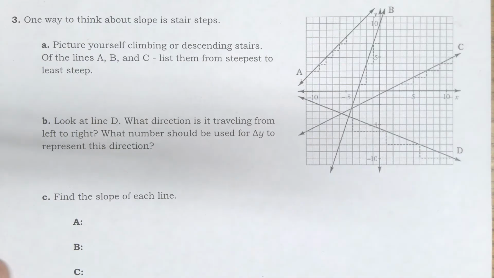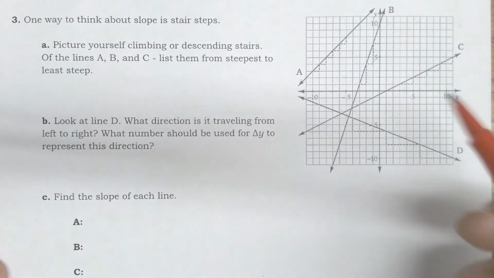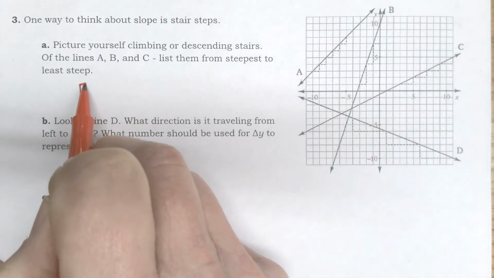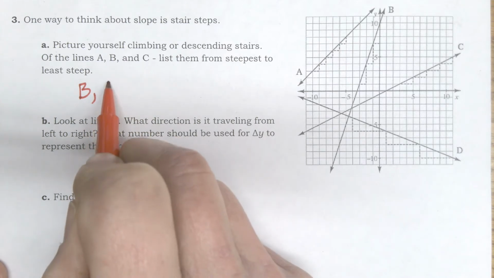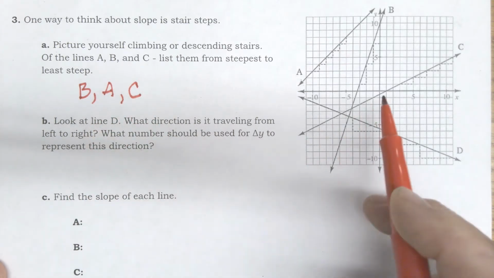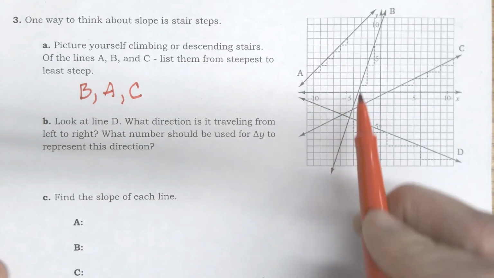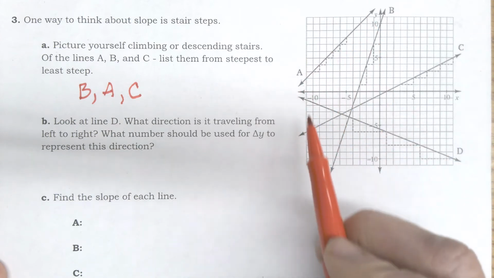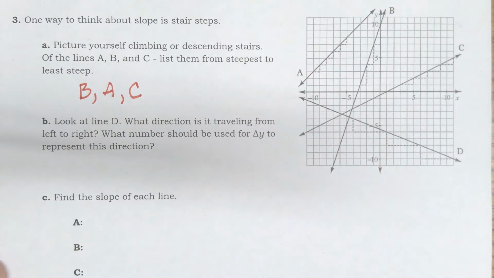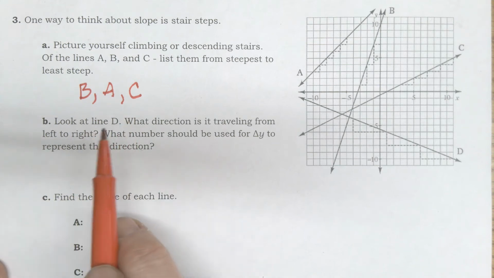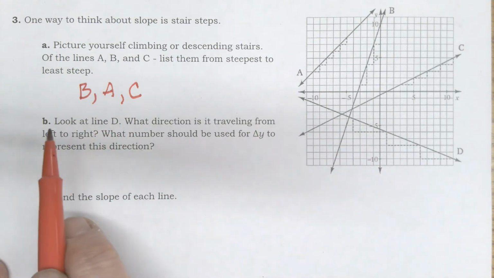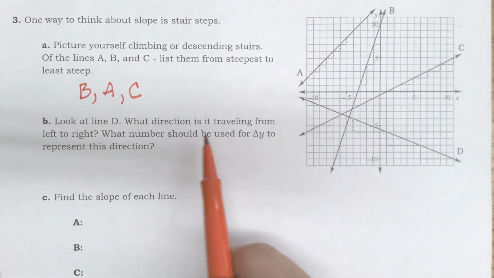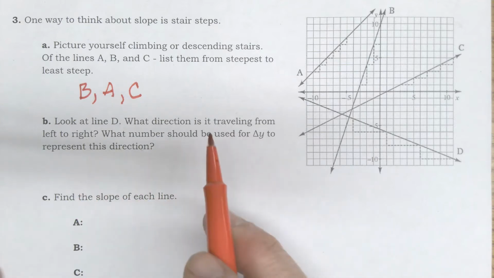So when we talk about steepest to least steep, the most severe slant, or the closer to straight up, would be the steepest. And then as it gets a little flatter, we move down to the least steep. So steepest is the closer to straight up. That's B. A is a little less straight up, and then C flattens out. But if we look at D, D goes a totally different direction. And so when we look at D, what direction is it traveling from left to right, and what number should be used for delta y to represent this direction?